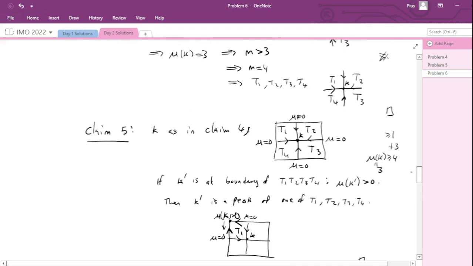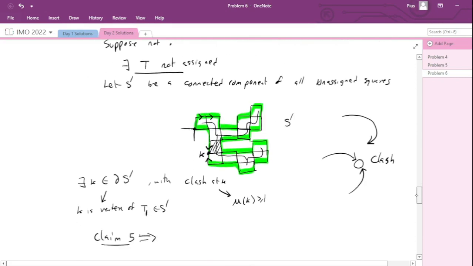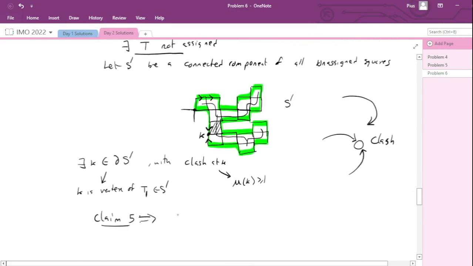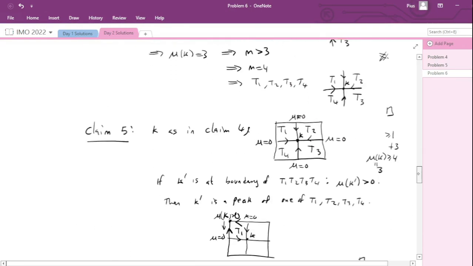So we have something that is not yet assigned. It's going to be part of the boundary, because T1 itself is going to have this K peak of T1. So since it's not assigned, that implies that the peak is not assigned. Okay, so the peak is not assigned. Then we can use this claim 5.